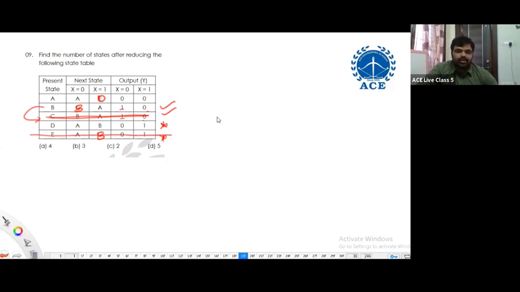Vishnu, please check. Pallavi, you made a mistake. Please check it. 2 states are redundant. 3 states are there after minimization. Let me explain once again. People are having a doubt.